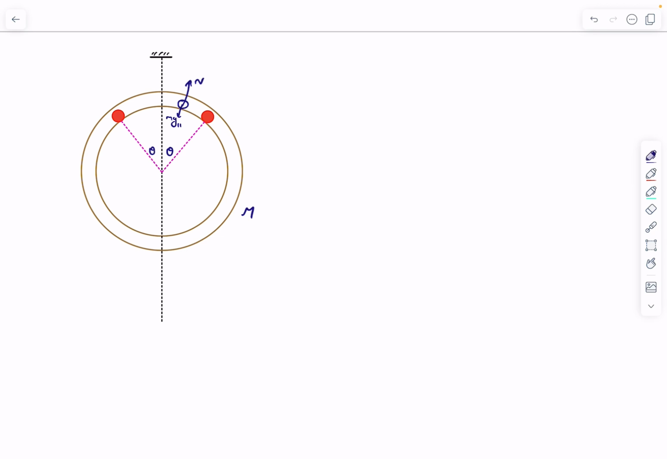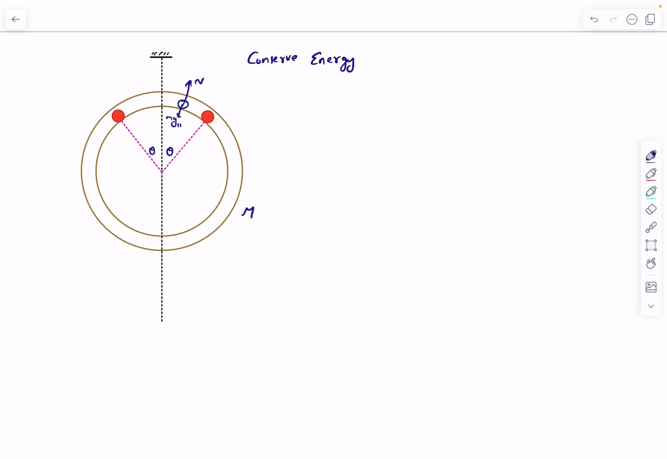radially outwards. So initially the normal reaction is radially outwards, but after a while the ball starts picking up speed, and then the ball will go and hit the outer surface of the ring, and the normal reaction will become inward. So we'll write down a function and try to figure out when that happens.